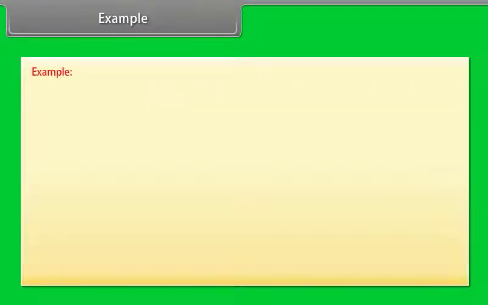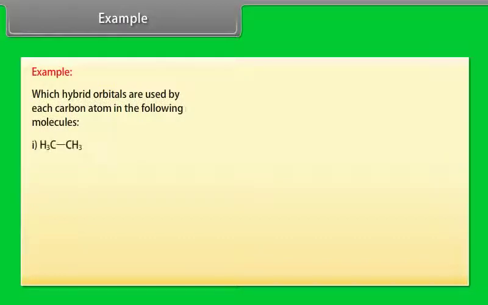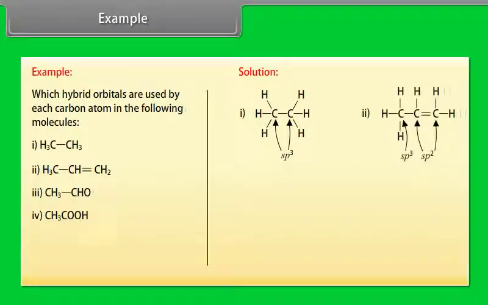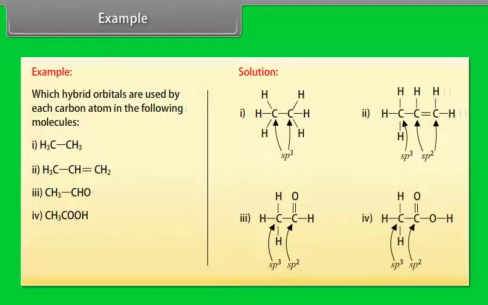Example. Let's take an example on hybridization. Which hybrid orbitals are used by each carbon atom in the following molecules? Let's see the solution. In this molecule, carbon atoms are using sp3 hybridization. In this molecule, carbon atoms are using sp2 and sp3 hybridization. In this molecule, carbon atoms are using sp2 and sp3 hybridization. In this molecule, carbon atoms are using sp2 and sp3 hybridization.